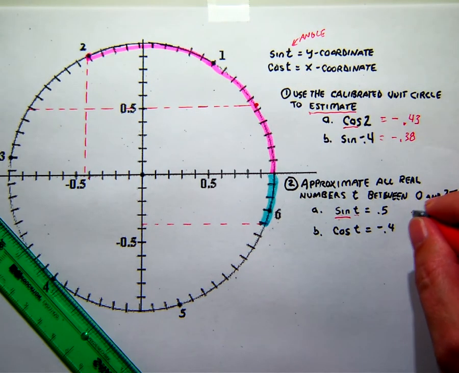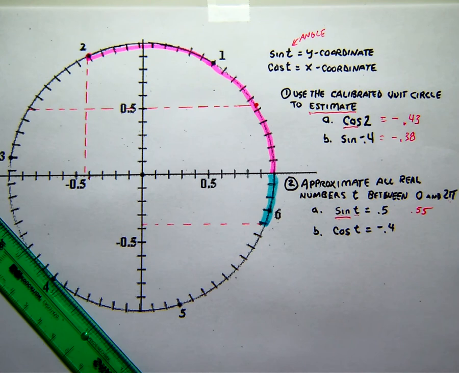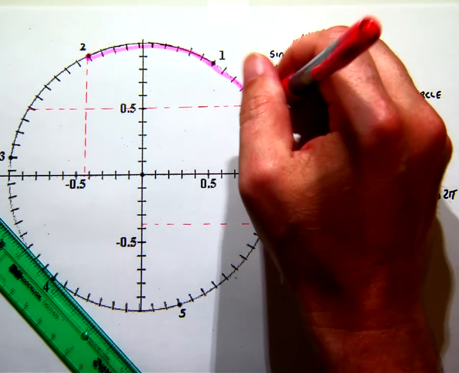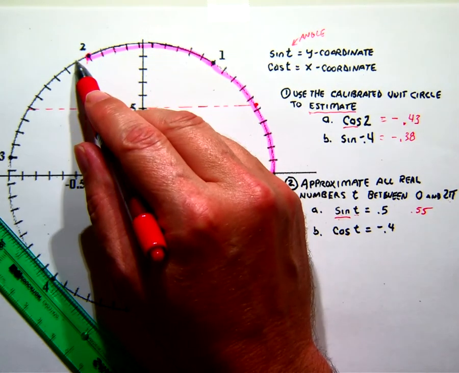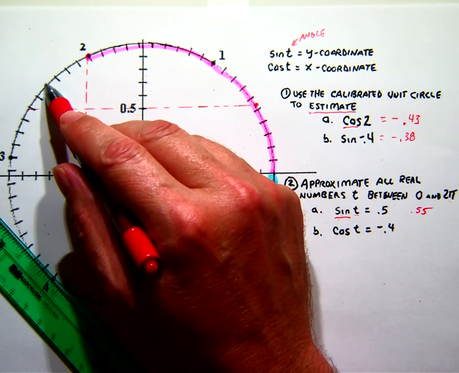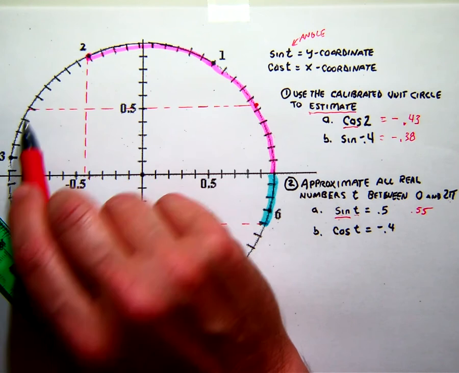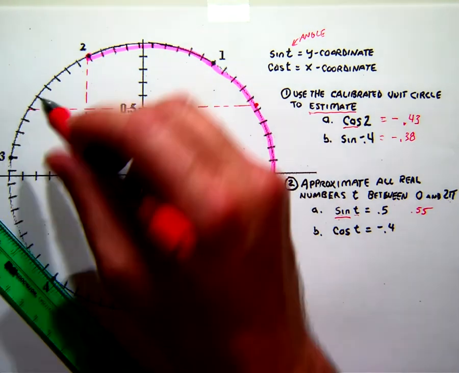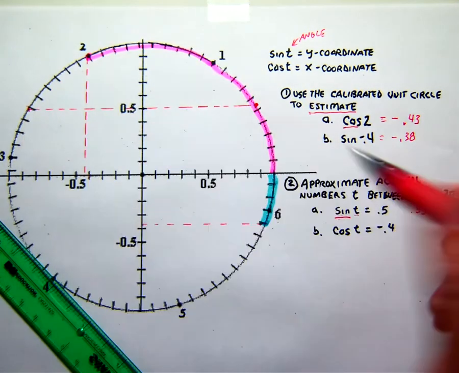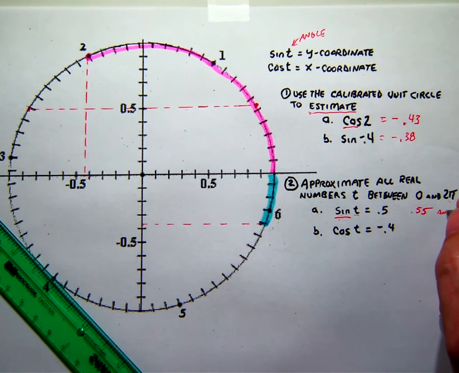So 0.55 radians would be 1. And if you go all the way around here, here's 2. 0.1, 0.2, 0.3, 0.4, 0.5, 0.6, a little bit over 0.6. Let's say 0.6. That's pretty close. So 2.6 is also another one that has a positive 0.5. 2.6. So there's 2 answers for that.